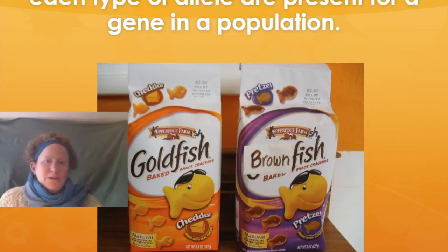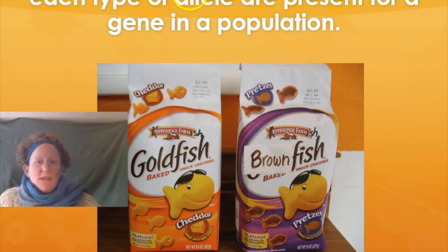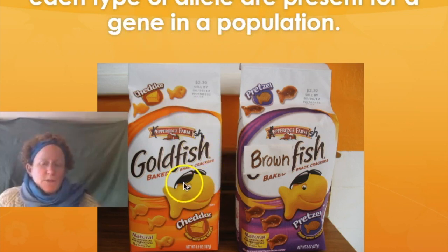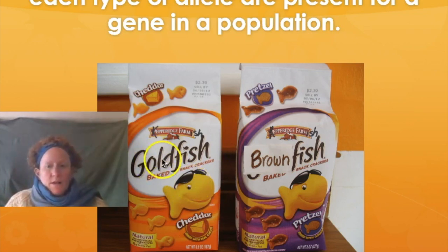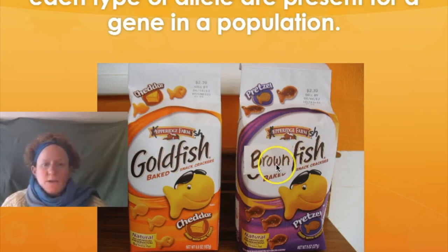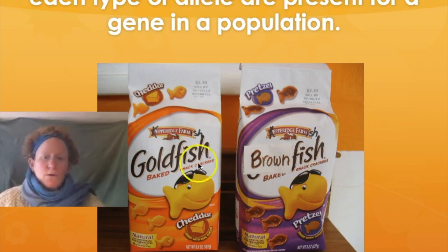Now we can finally talk about fish. Remember, natural selection changes how many of each type of allele are present for a gene in a population. So here in this population, we're talking about the gene for color in our fish. We have 2 alleles here. We have the gold allele and we have the brown allele. So there's one gene with 2 versions of that gene called alleles. Those 2 alleles are gold and brown.